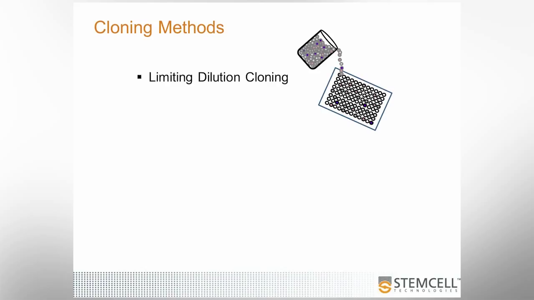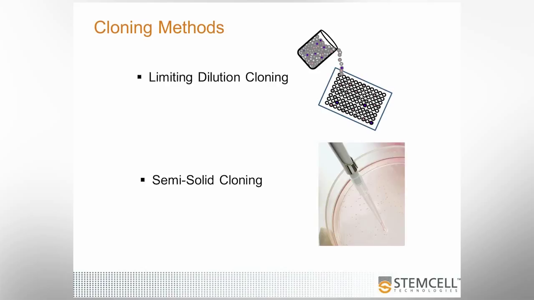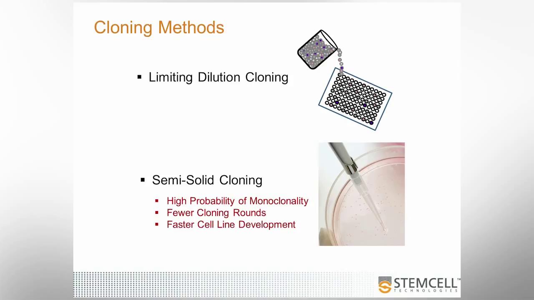So as I mentioned, I'll be talking about two different cloning methods, limiting dilution cloning and semi-solid cloning. And I'll be going into some of the basic mechanisms of how these two methods establish monoclonal cultures. And through looking at these basic underpinning mechanisms, I hope to illustrate that for semi-solid cloning, this method makes it very easy to isolate cultures with a very high probability of monoclonality, again leading to fewer cloning rounds that are required to isolate the cultures that you need, and ultimately leading to faster cell line development.